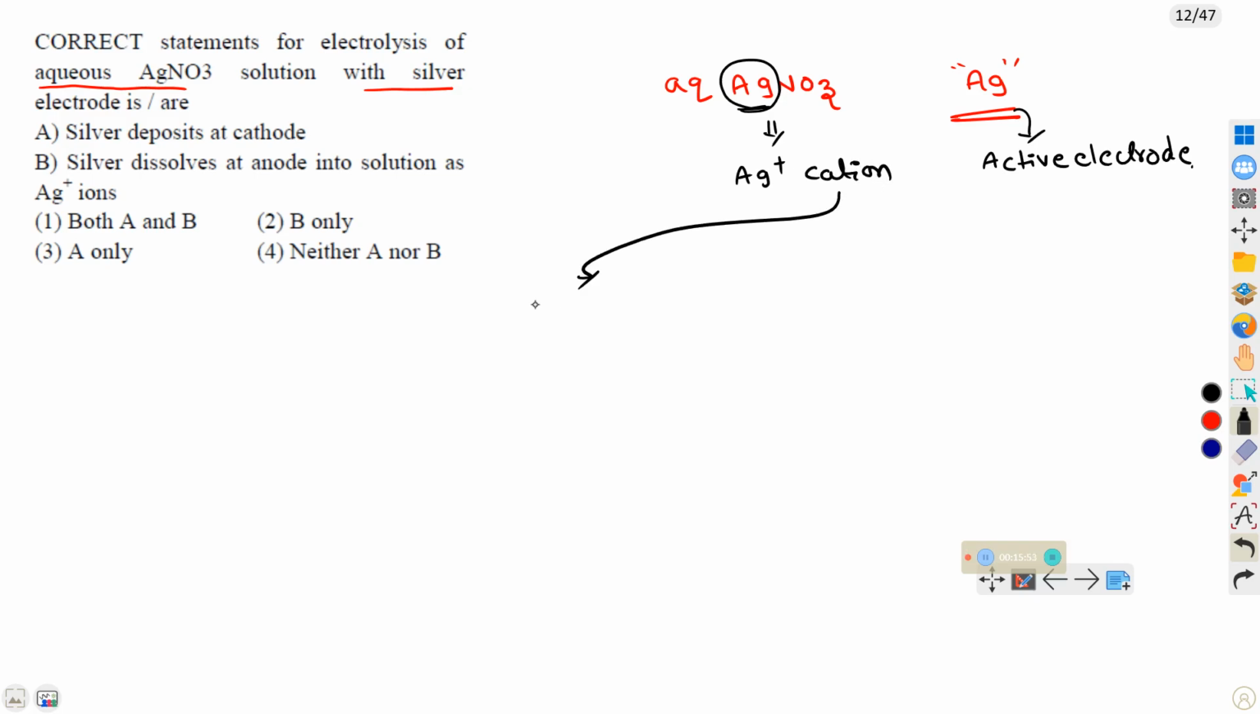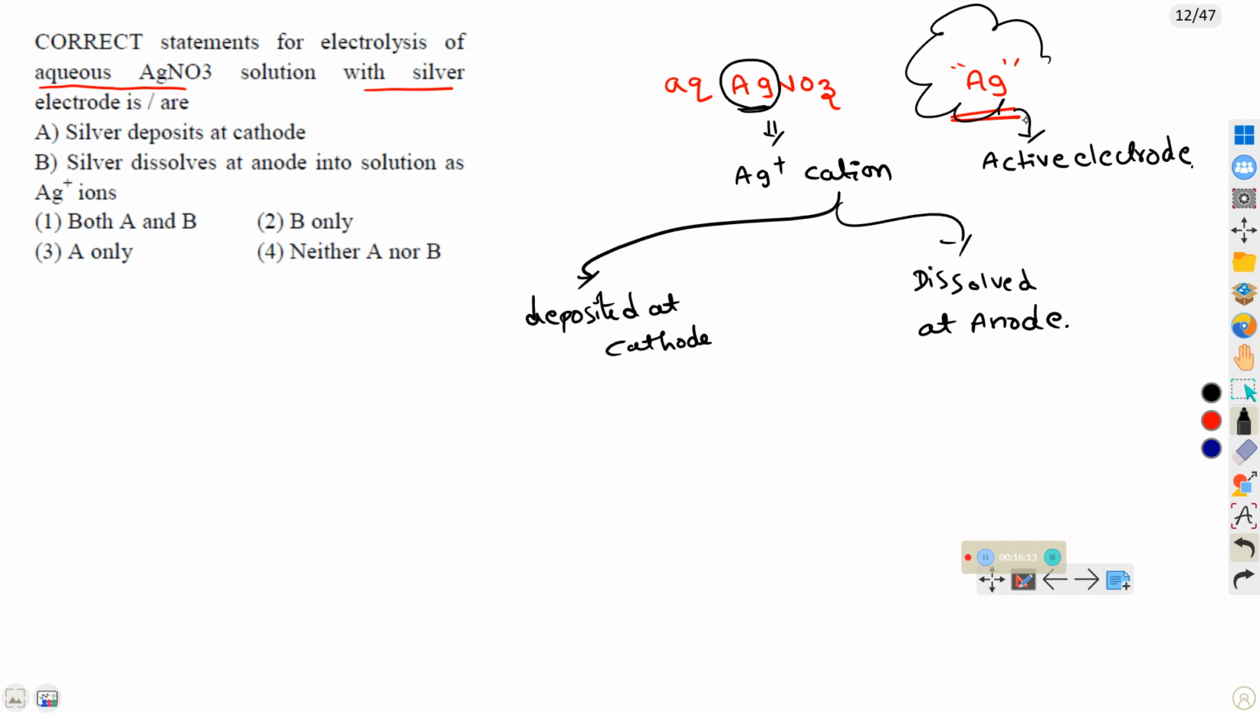Condition: the cation is deposited at the cathode and dissolved at the anode, because the electrode is an active electrode. Based on that, both A and B are correct.